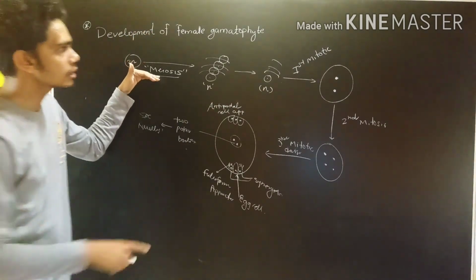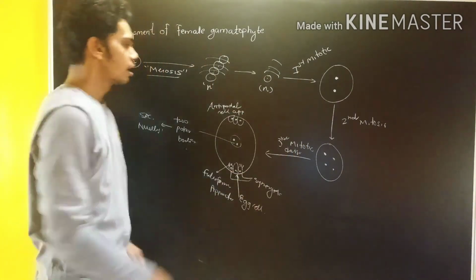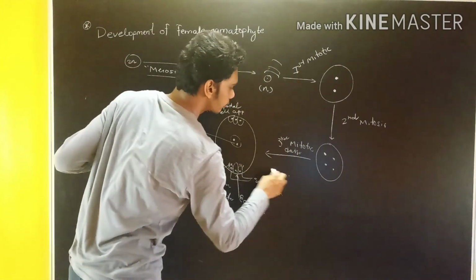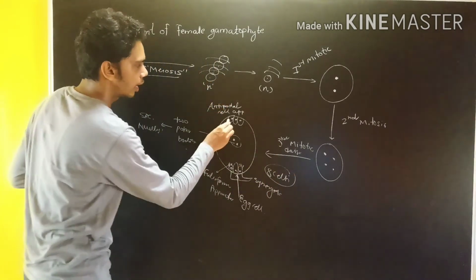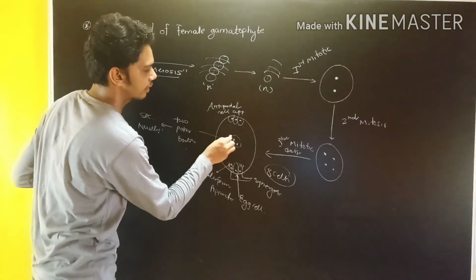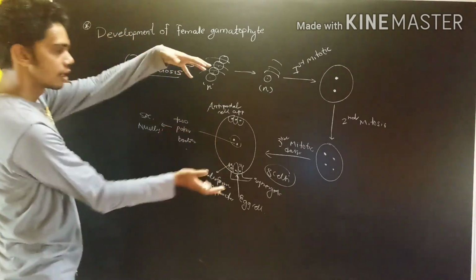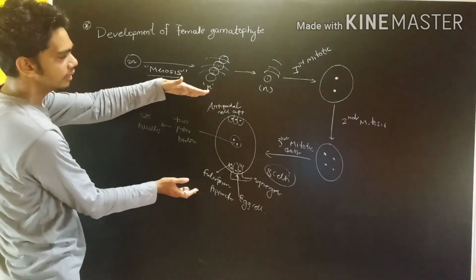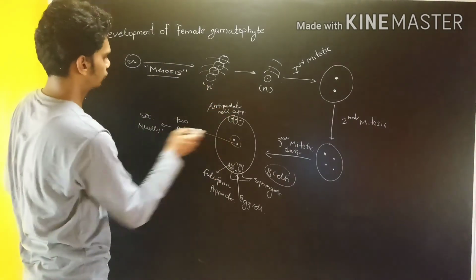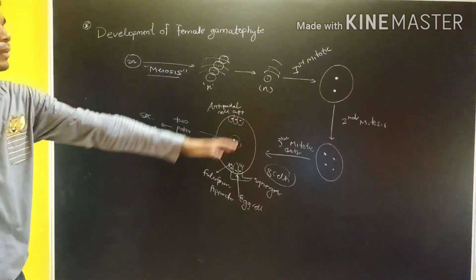Start with meiosis, then 3 consecutive mitotic divisions take place. How many cells are formed? As a result, 8 cells: 1, 2, 3, 4, 5, 6, 7, 8. Out of the 8 cells, 3 remain at the micropylar end, 3 are antipodal cells at the chalazal end, and 2 come to the center and form the secondary nucleus. So this is the development of the female gametophyte.